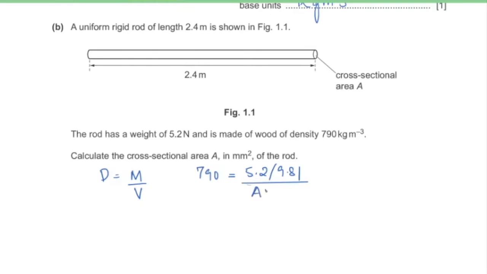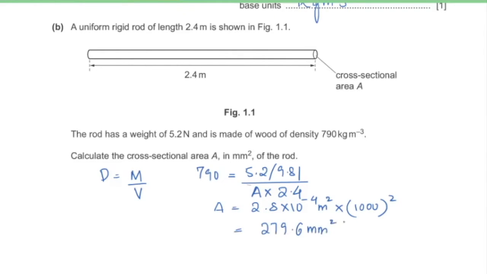So cross-sectional area into length of the rod, which is 2.4 meters. Hence area is 2.8 into 10 to the power of -4 meters squared. To convert that to millimeters squared, we'll multiply it by 1000 squared. And we have 279.6 millimeters squared of cross-sectional area of this rod.